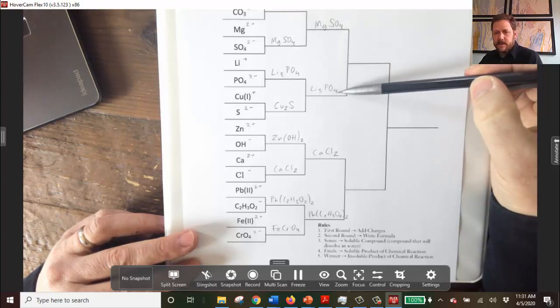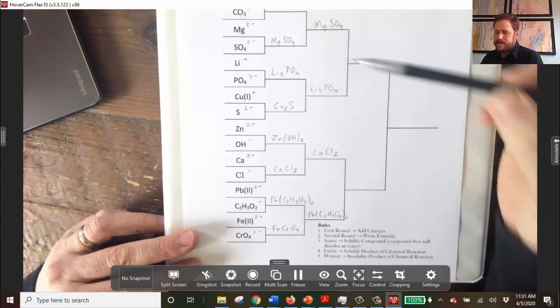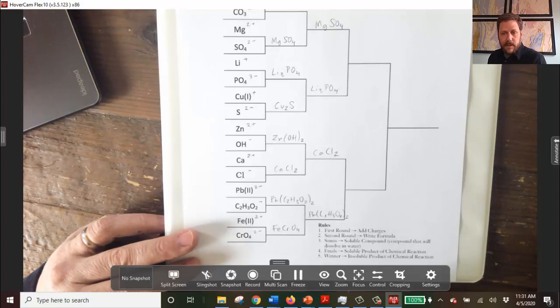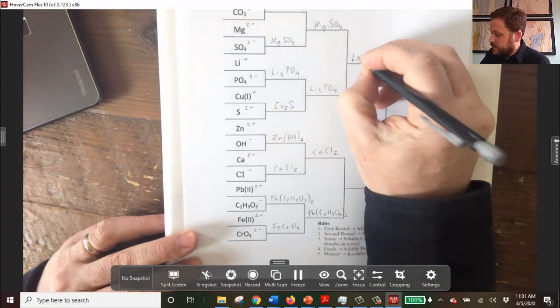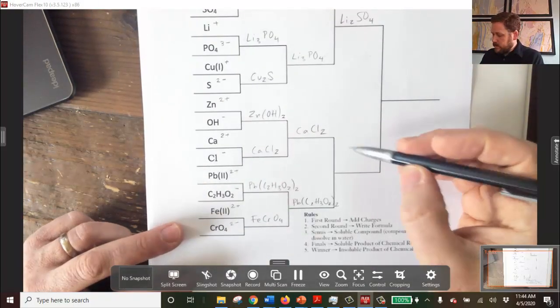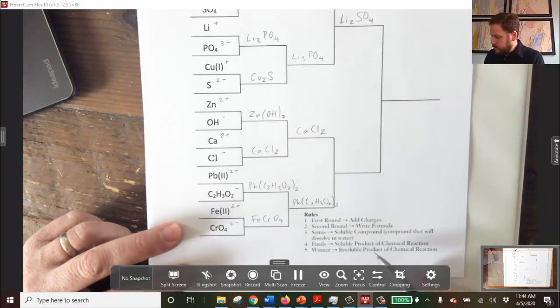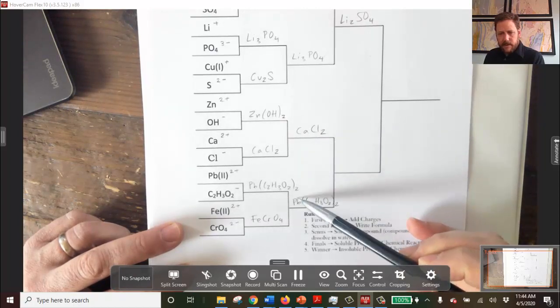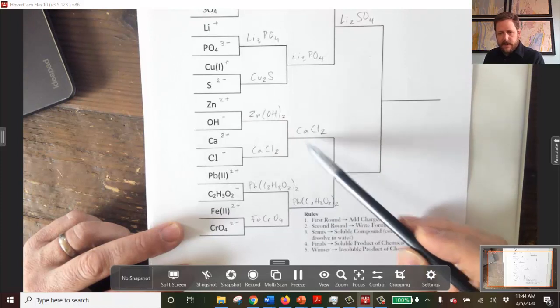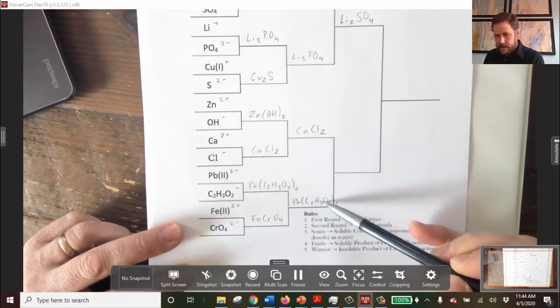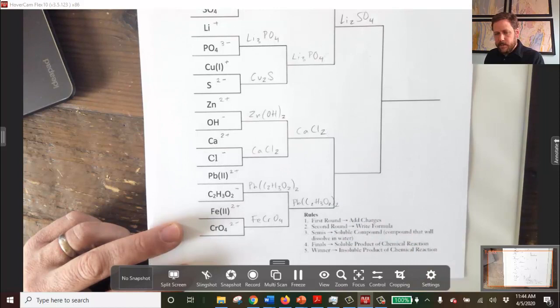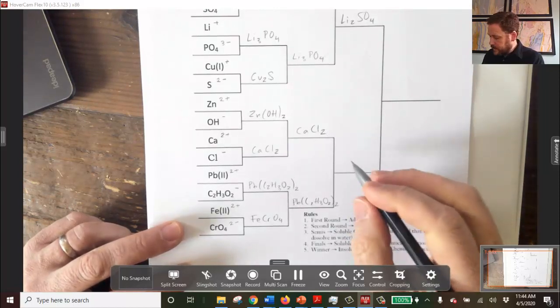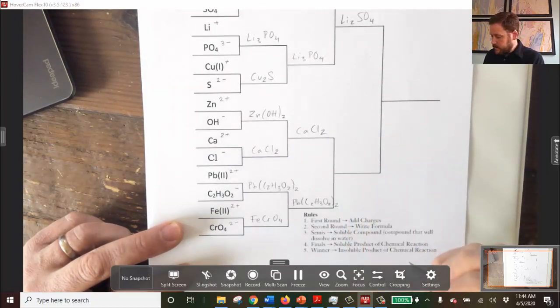Magnesium phosphate would be insoluble because phosphates are insoluble. But lithium sulfate, since it's a lithium compound, which is an alkali metal, would be a soluble compound. So we'll do the same trick for the last one here. We're looking for the soluble product of the chemical reaction. This reaction would produce calcium acetate and lead 2 chloride. Well, calcium acetate is soluble because all acetates are soluble. Lead 2 chloride, remember, is one of those exceptions to rule number 2. So it's calcium acetate which is going to advance here.